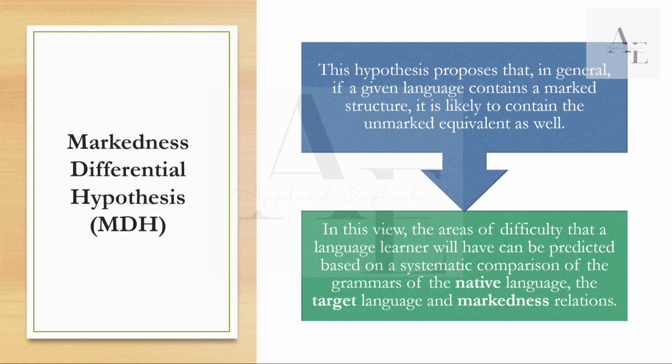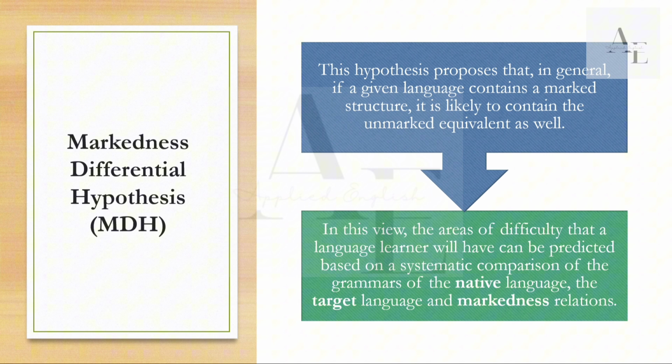So we have a hypothesis which is called the Markedness Differential Hypothesis, or MDH. This hypothesis proposes that, in general, if a given language contains a marked structure, it is likely to contain the unmarked equivalent as well. So if a language contains the marked structure, which is the least frequent one, such as voiced sounds, it will most likely contain the unmarked equivalent as well, which is the natural and frequent one, such as voiceless sounds.